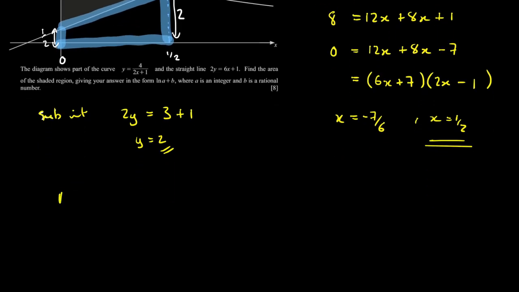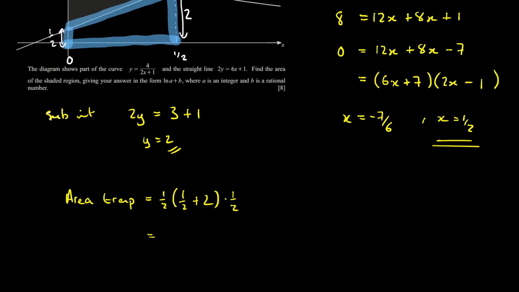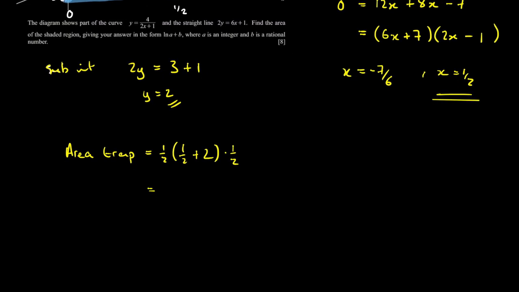So the area of the trapezium is equal to a half of, bracket, a half plus 2, times the base, which is a half. And what's a half plus 2? 2.5. So we've got a half times 2.5 times, beg your pardon, silly me, times 1 upon 2, which is 5.8. Okay, so we've got the area of the trapezium.